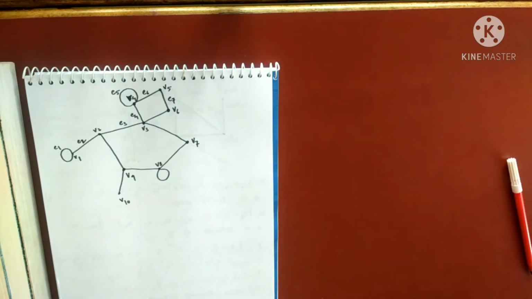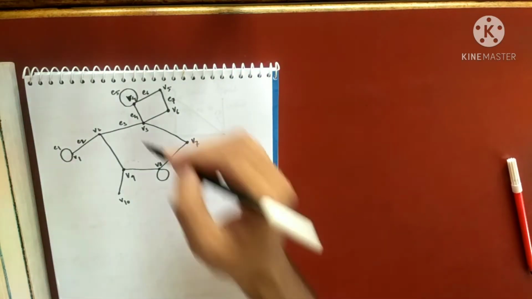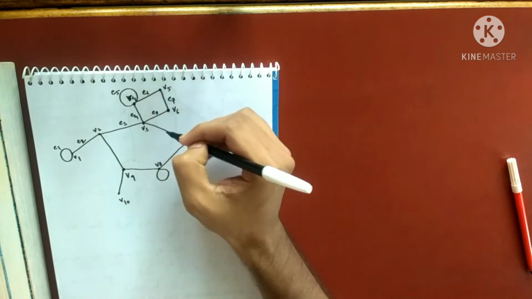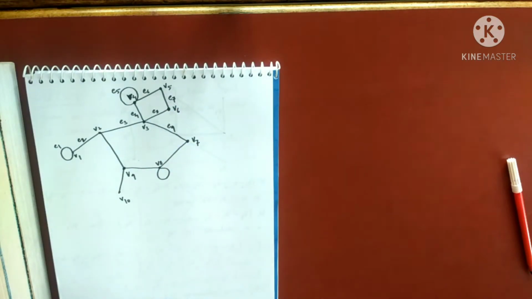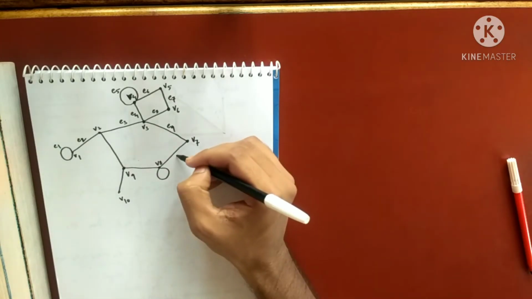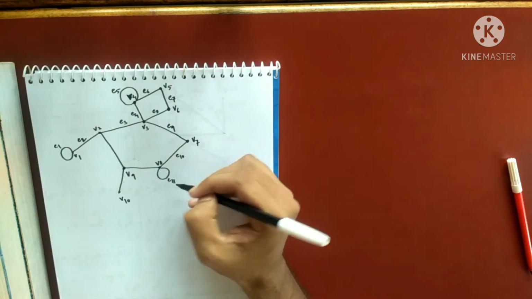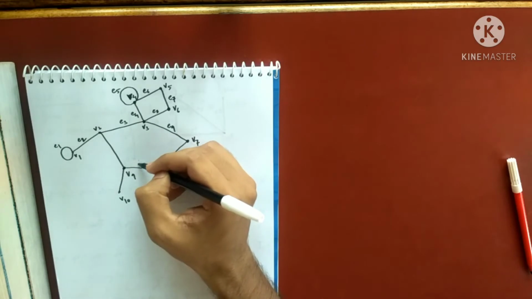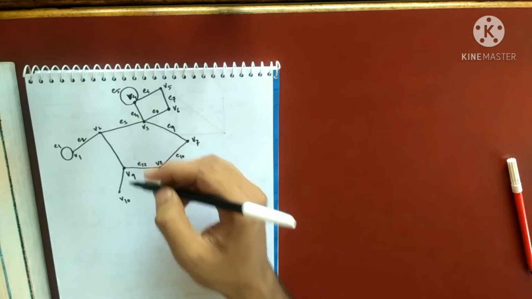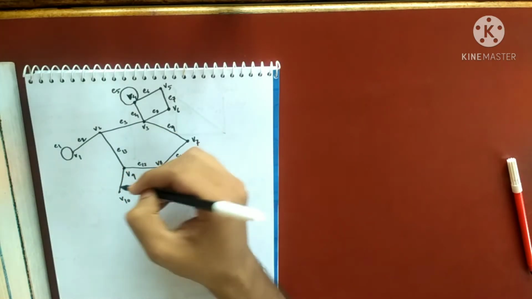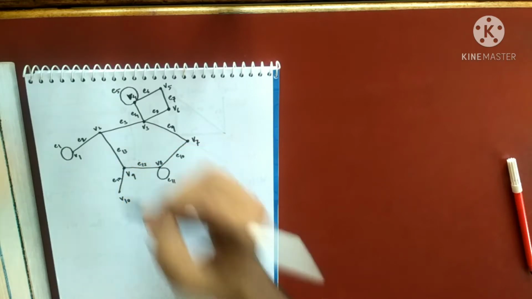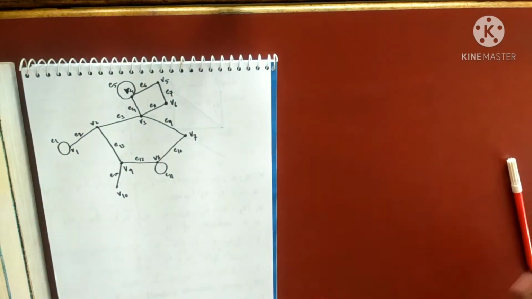E7, E8, E9. This is E8. This is E9. Okay. Then E10, E10 is this. E11 must be this, E12 is this, E13 is this, and E14 will be this. So this is the graph I'm talking about.